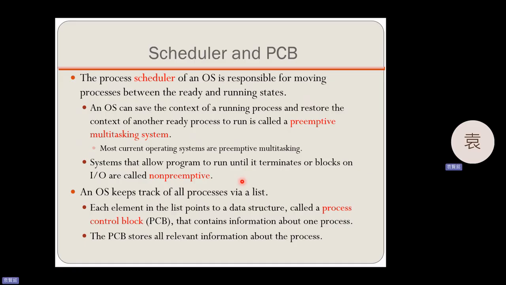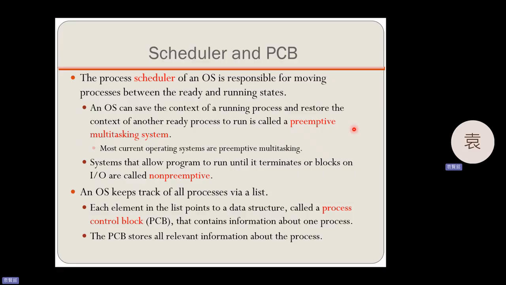This context save and restore can happen in two different ways. One is preemptive, which means the process has run out of time. Then the operating system takes away the privilege to use the CPU by setting its state.